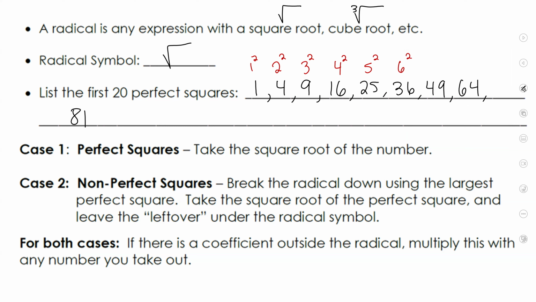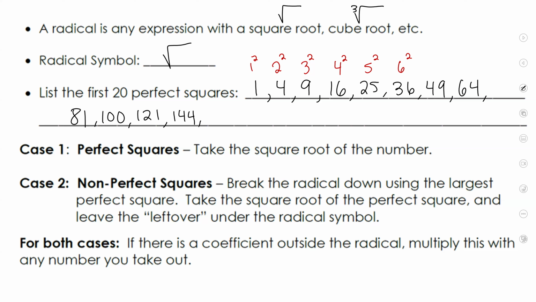Okay, what's my next perfect square? 100. What's after 100? 121. One more. 144. Okay, I'm going to pause here. I'm going to let you guys continue.